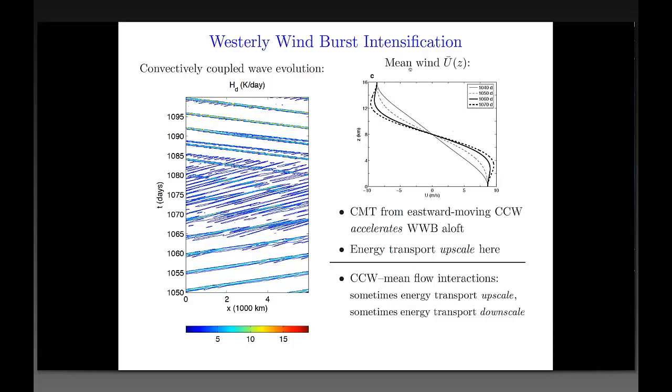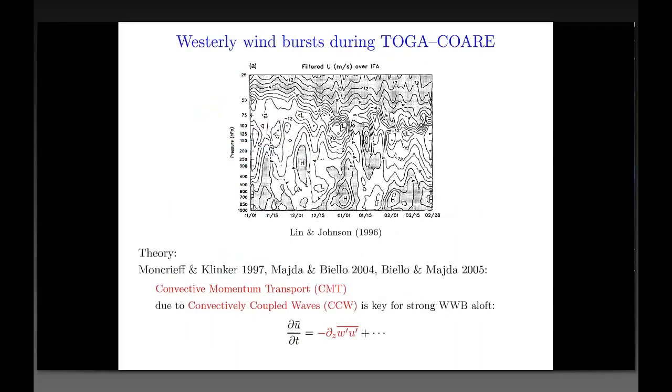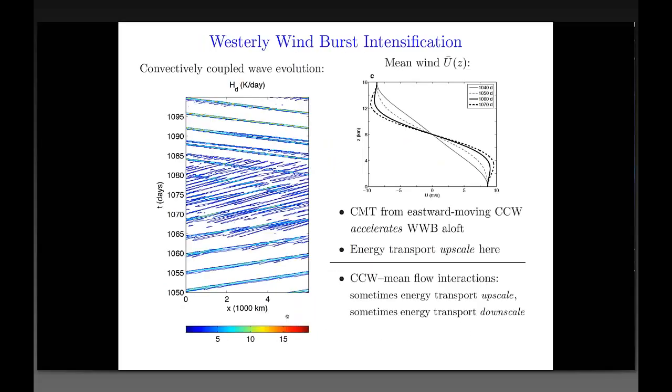If we look over here at how the mean wind evolves, from the dashed to the thick dashed, this is the zonal wind as a function of height, and we see the westerly wind maximum goes from the surface and rises up into the lower troposphere. So there's a strong enhancement of the lower tropospheric westerlies, and this is coming from what I showed in the earlier slide, the momentum transport driving a change in the mean wind. So we have upscale energy transport from the synoptic scale waves to this planetary scale westerly wind.